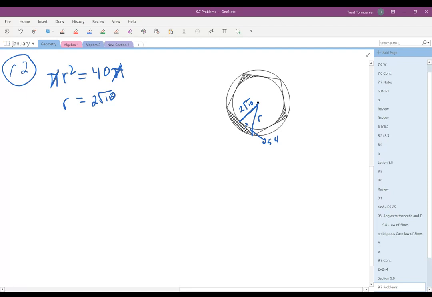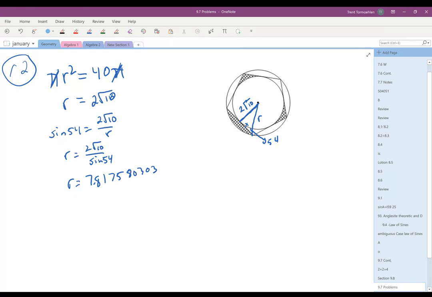So to find r, we would say that the sine of 54 equals 2 root 10 over r. That means r equals 2 root 10 over sine 54. I'm going to type that into my calculator. So 2 root 10 divided by sine 54 gives me r equal to 7.817580303. So that is the big R, the radius of the big circle.